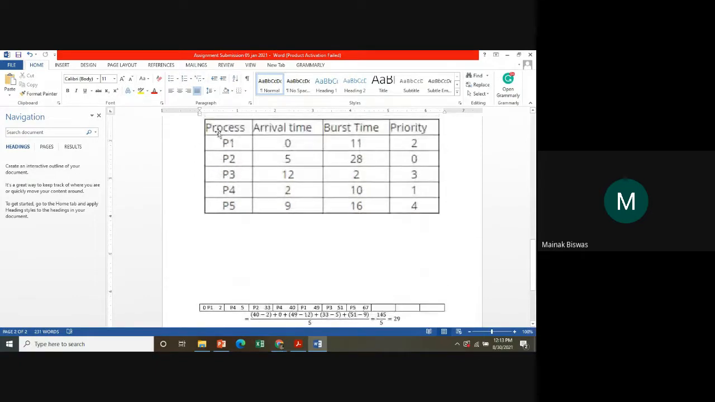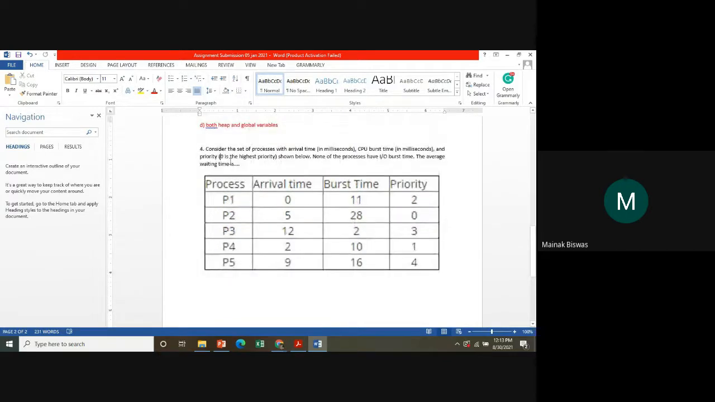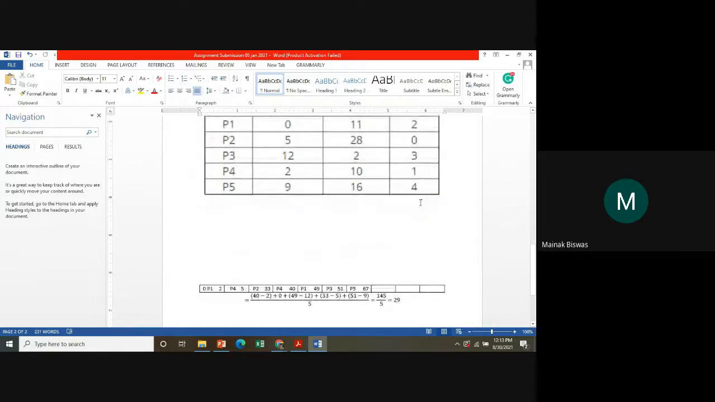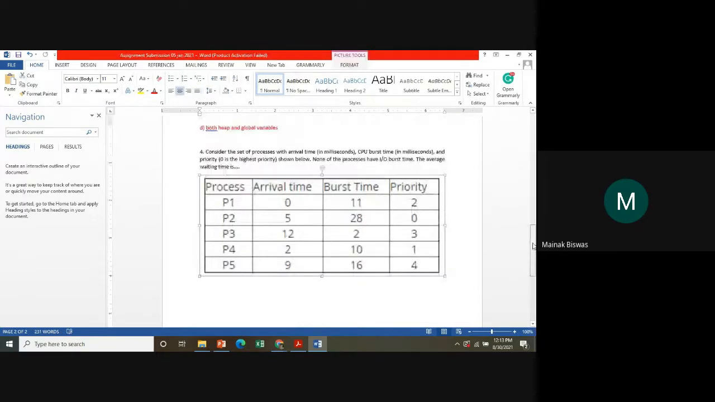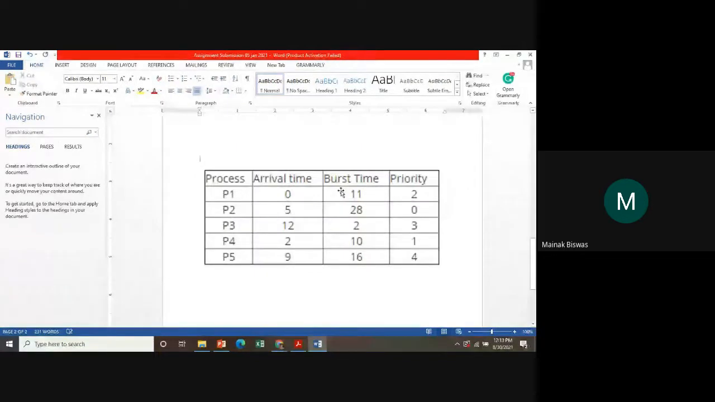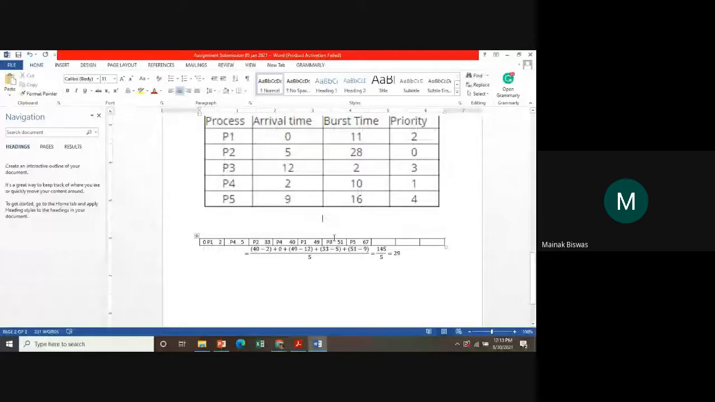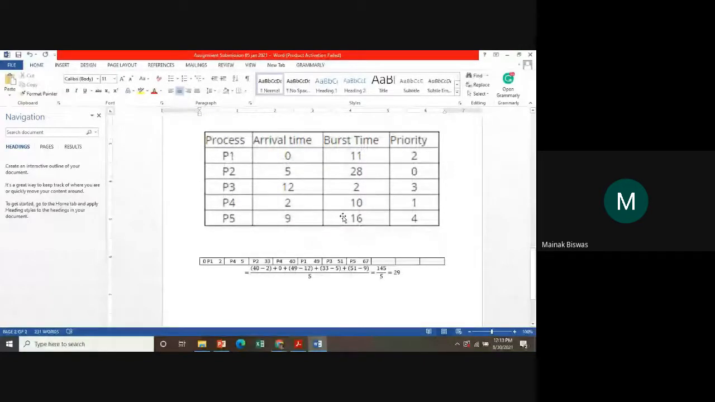So initially P1 was there, at 0, right? Its priority is 2. So let us say 0 is the highest priority, right? After P1 came, so let us say P1 came, right? Its arrival time was 0 and it waited for around 2 milliseconds, right?